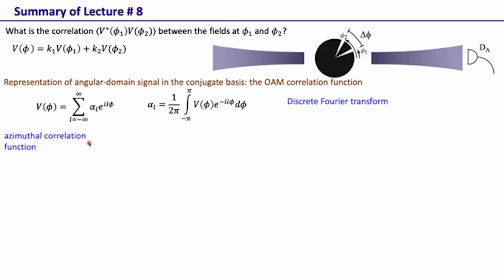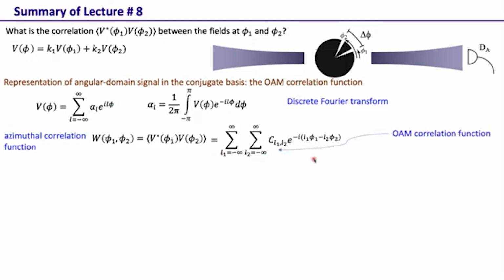Then we also looked at the azimuthal correlation function defined in this form, V star of phi 1 V of phi 2. That's the azimuthal correlation function, and this is the quantity that we are after, which quantifies the correlation in the fields at points phi 1 and phi 2. We saw that this quantity can be represented in this manner, where C L1 L2 is called the OAM correlation function, or orbital angular momentum correlation function. This is more like a two-dimensional Wiener-Khinchin theorem in the angle basis.